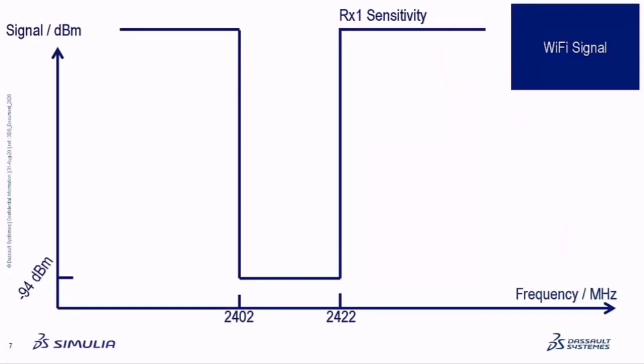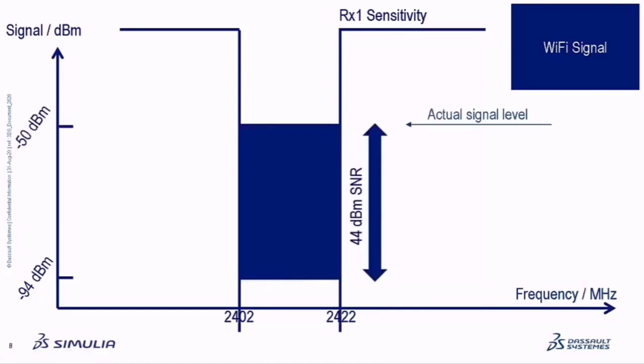As an example, I show you here a Wi-Fi signal, how this looks like. So you can see the blue line here, which is the sensitivity, working very sensitive in a certain channel. Then you have the level of your actual signal level, which is maybe 44 dB or 50 dB, something like this, and then you have a signal to noise ratio of 44. So the bigger the signal to noise ratio, the better the system is working.